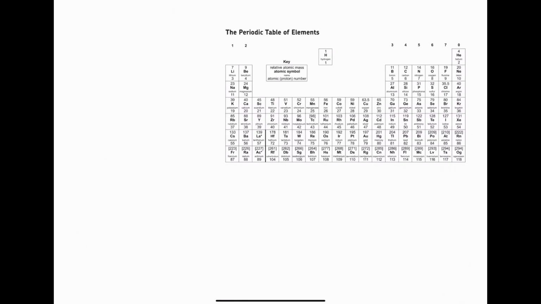So how can we get electron configurations from the periodic table? Well, if we look at the periodic table, we see these numbers over the vertical columns. These are called groups. 1, 2, 3, 4, 5, 6, 7, and sometimes it's 8, sometimes it's 0. So these are the vertical columns in the periodic table.